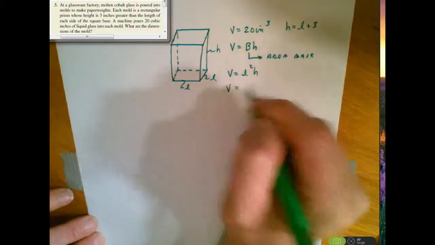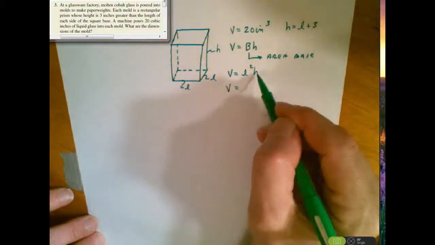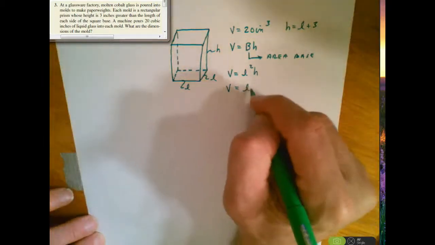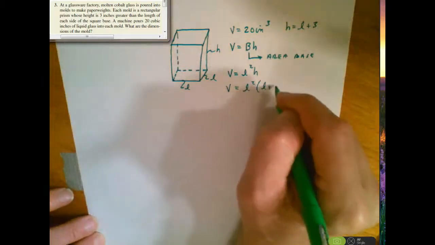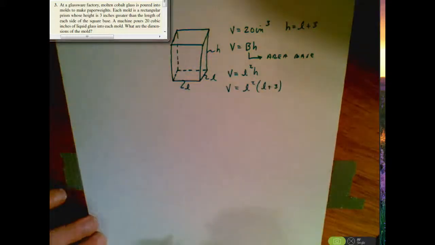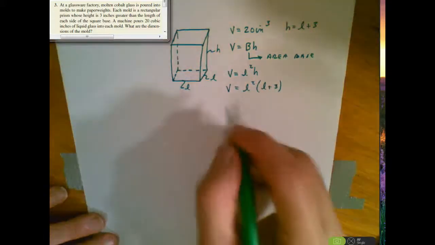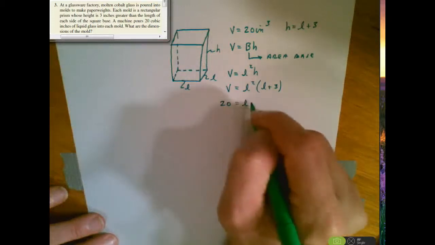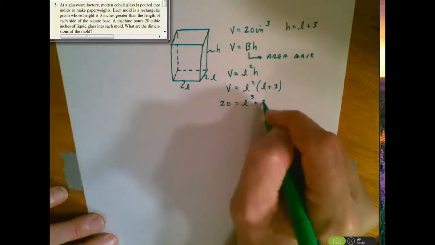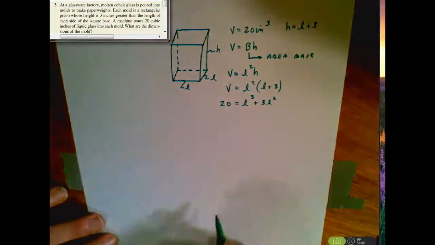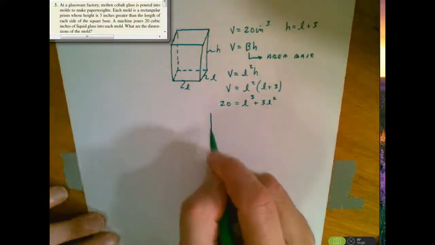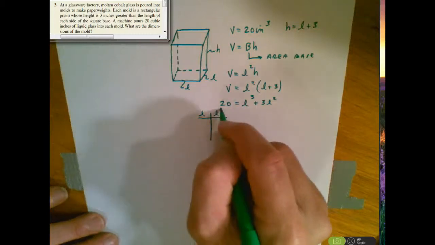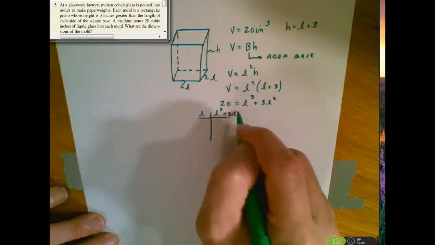Now we have an equation where I could get rid of H by substituting in the quantity L plus 3. So let's do that: L squared times (L plus 3). That's our equation. I think we've got it. Now we know the volume is going to be 20, and that's going to be L cubed plus 3L squared. So let's put a t-table together to see what value of L works. I'm going to put an L in here, and I want to see what L cubed plus 3L squared is.